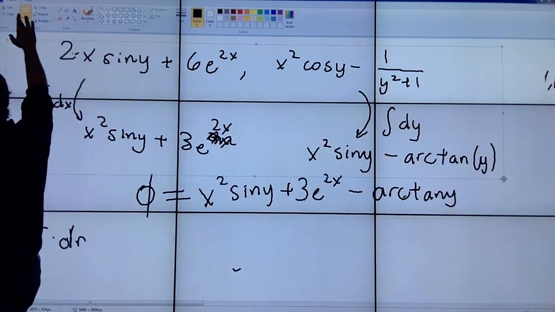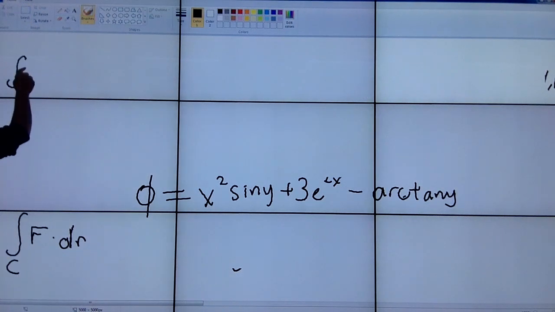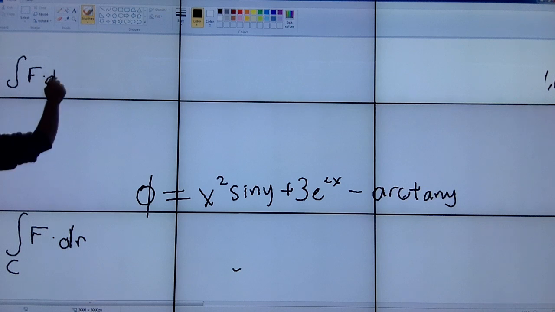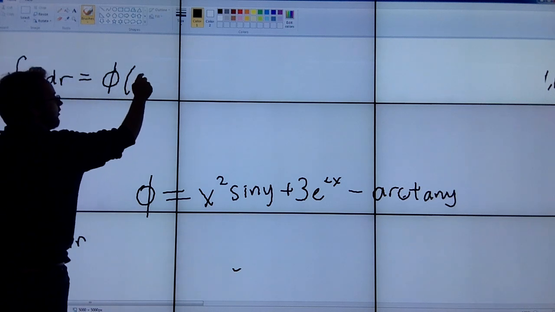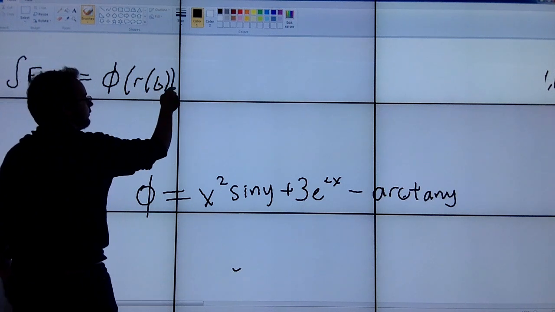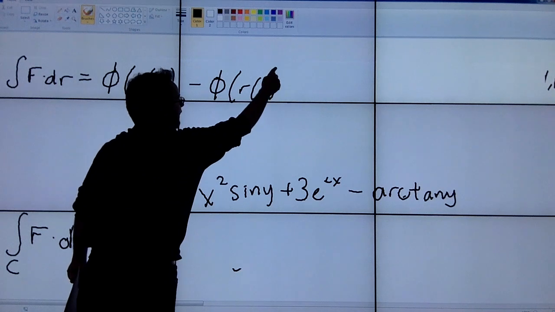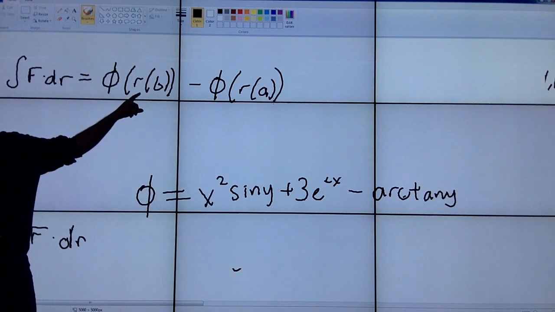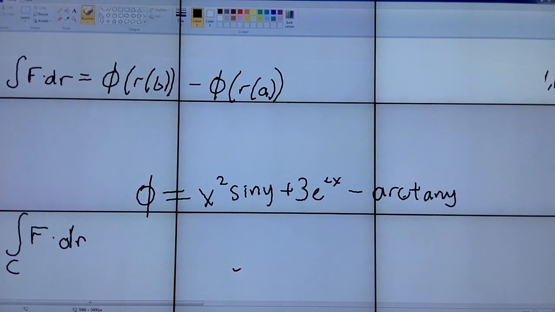You might see this. Integral of f dot dr, this is like a true or false section, is phi of r of b minus phi of r of a. Now, if you've seen my video, what is all this saying? It's just saying phi of terminal minus phi of initial, right? Make sense? So what is phi of r of b?